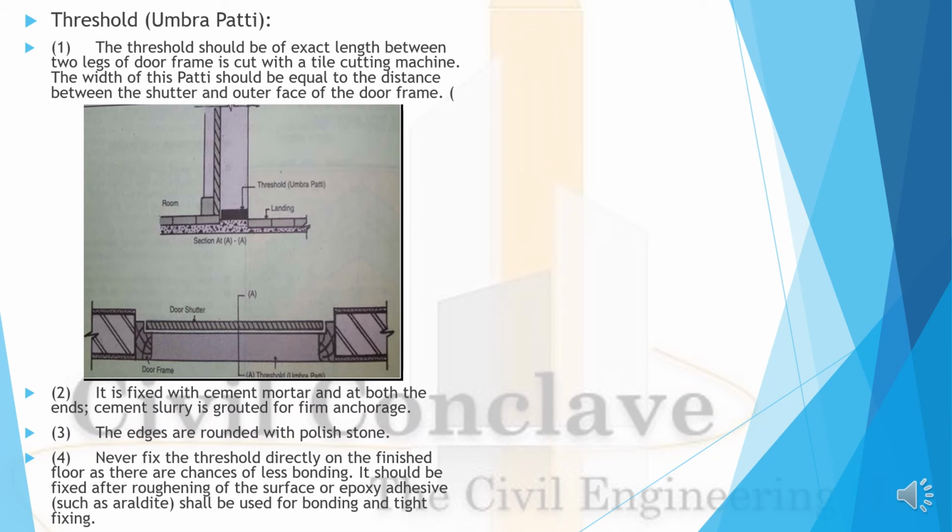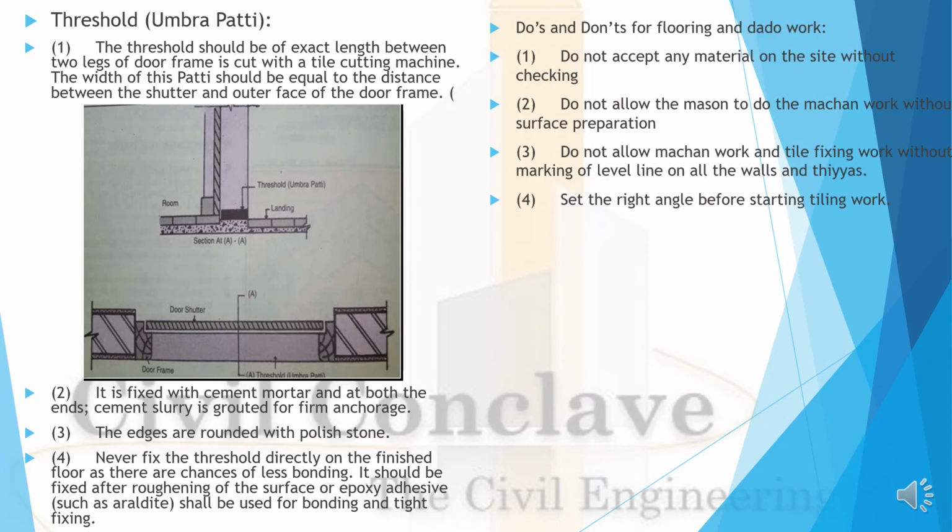It is fixed with cement mortar, and at both the ends cement slurry is grouted for firm anchorage. The edges are rounded with a polishing stone. Never fix the threshold directly on the finished floor, as there are chances of less bonding. It should be fixed after roughening the surface, or epoxy adhesive shall be used for binding.